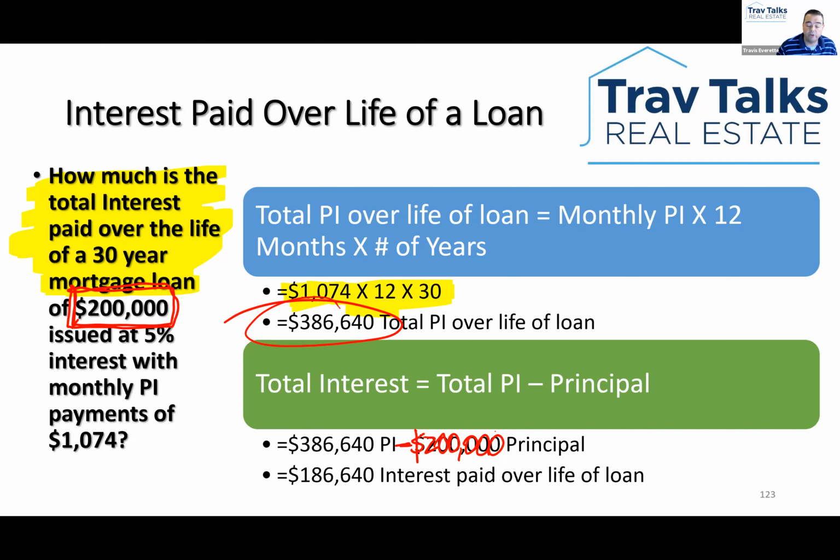That leaves us with $186,640. Well, guess what, folks? That's the interest paid over the life of that loan. In other words, somebody who borrows $200,000 and is making a payment of $1,074 every month for 30 years is going to pay $186,640 in interest. Isn't that just a cute number? Isn't that nice to think about, that you're going to pay nearly as much interest as you're actually paying back in loan amount? Such a nice number.